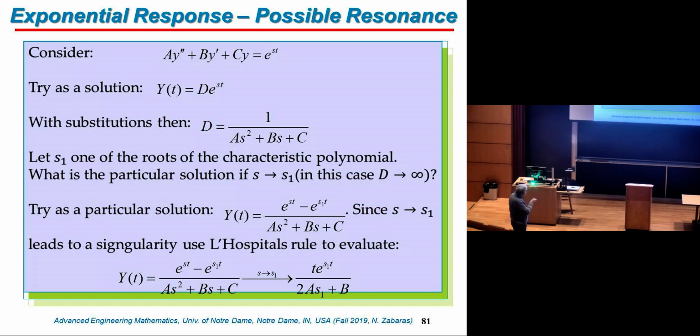That y of t, as s converges to s1, converges to the derivative of the numerator with respect to s, which is t e to the st, and you take the limit s equal to s1, and the denominator, basically, you get 2a s1 plus b. So immediately you can see that the correct solution when you have this resonance is t e to the s1t. Nice proof, right? Can you see that?